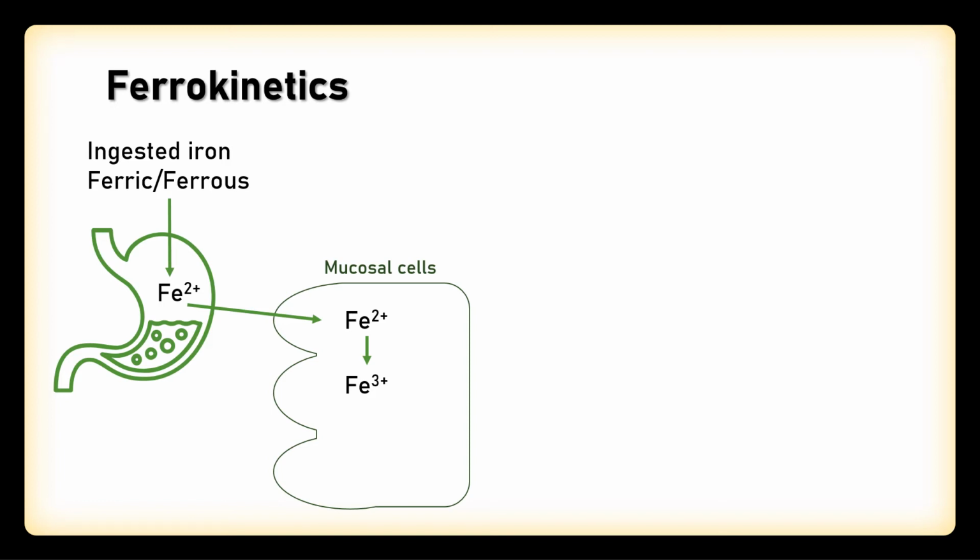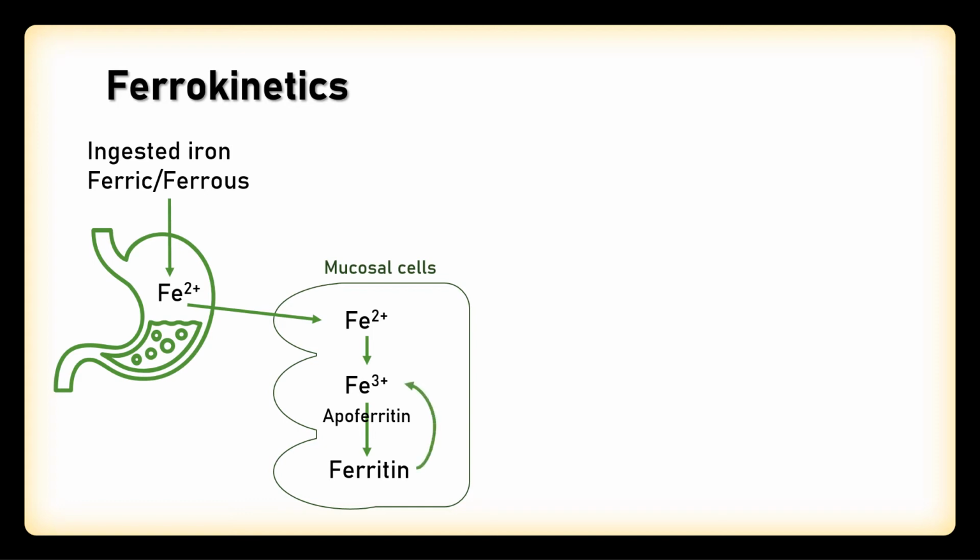This ferric form is combined with apoferritin and forms ferritin. Ferritin is a storage form of iron inside the mucosal cells. It is stored there till it is needed. Ferritin is a storage form of iron. When apoferritin is saturated with iron, the mucosal cell cannot further assimilate iron and a mucosal barrier is established.